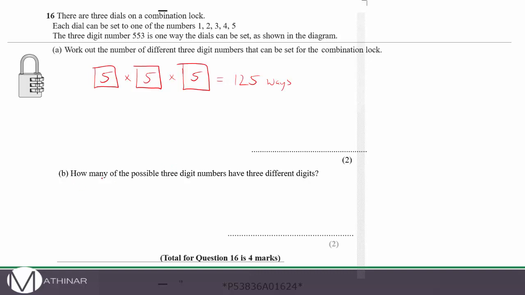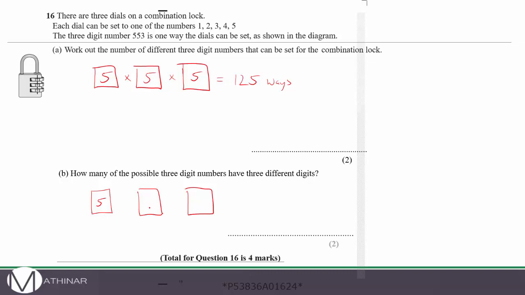Question B. How many of the possible 3-digit numbers have 3 different digits? So that means 553 would not be allowed because we don't have 3 different digits. So we can start off the question in the same way, but we just need to think about it a bit differently. So we've got 3 digits. Now this first number could be any digit between 1 and 5. So there are 5 ways to do that.